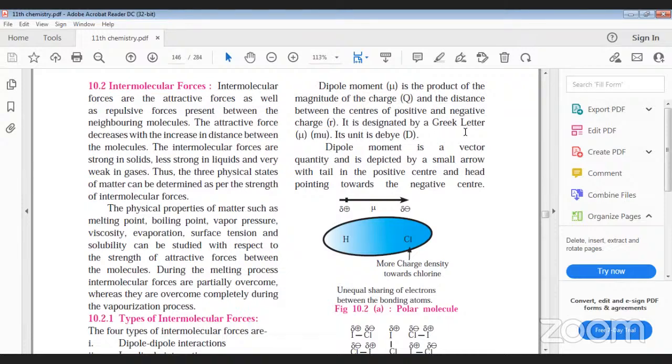Dipole moment is measured using a Greek letter. The symbol is given as mu. Okay, and its unit is capital D. It is called a debye.